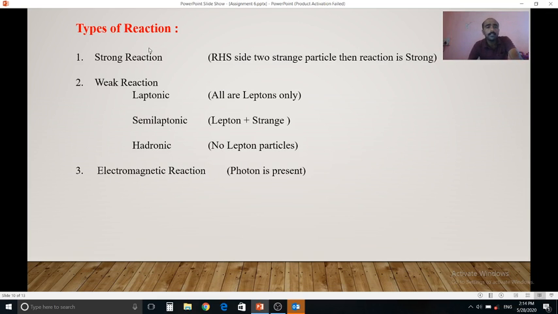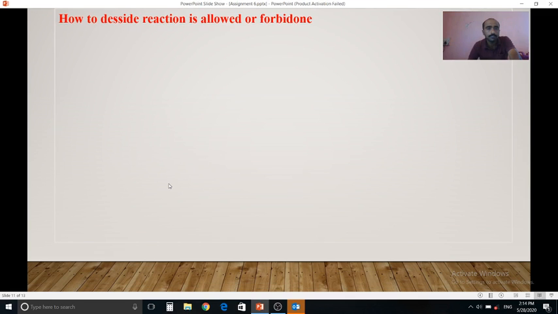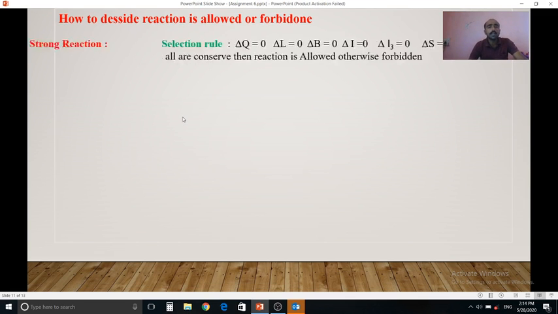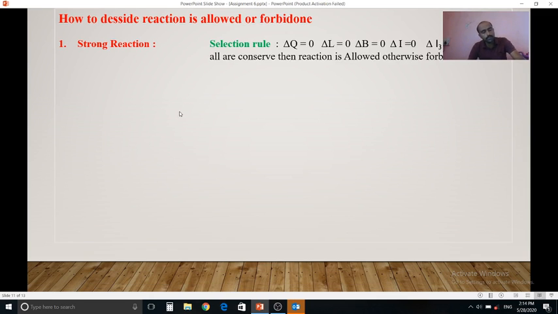In elementary particles, there are 3 types of reaction: strong reaction, weak reaction, which is again of 3 types: leptonic, semi-leptonic, hadronic, and the third one is the electromagnetic reaction. How to decide whether the reaction is allowed or forbidden? We use the different selection rules. After deciding whether the reaction is strong or weak, and in weak, semi-leptonic, leptonic, or hadronic, or electromagnetic, we decide whether the given reaction is allowed or forbidden, using the selection rule.